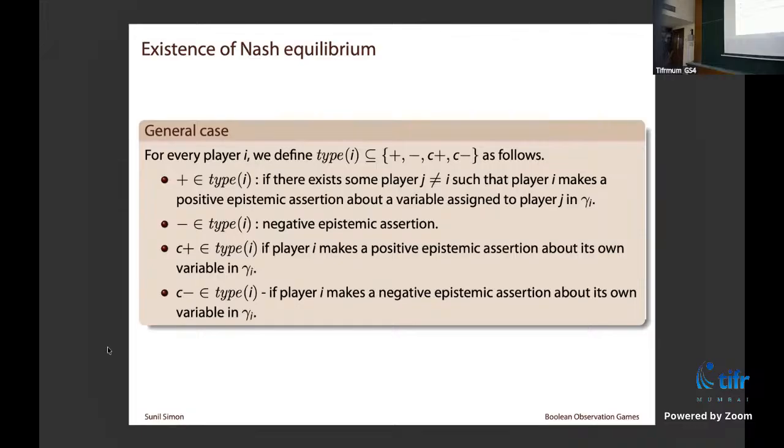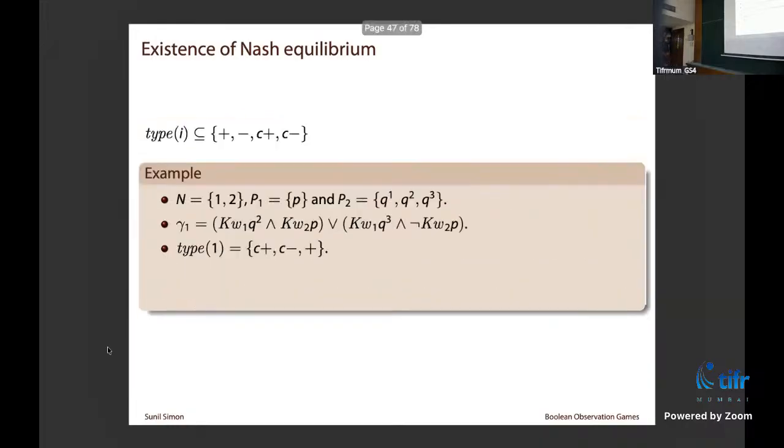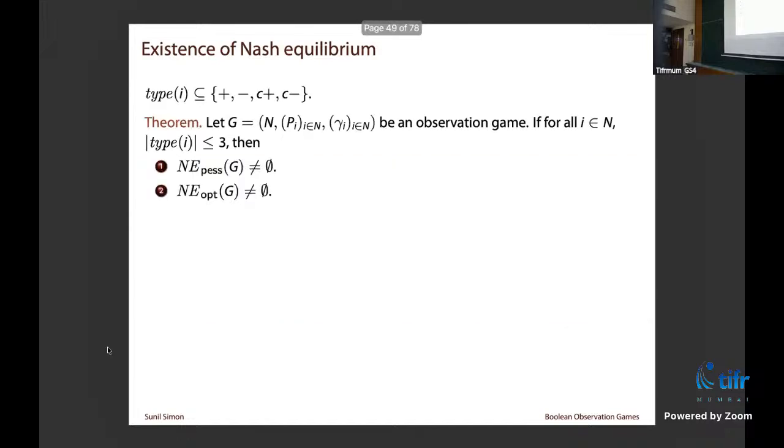So it turns out that the kind of assertions that you're allowed to make in the goal formula is important in terms of existence of equilibrium. And what you can say is the following: if you have a game where you restrict that for all players, the number of types is at most 3, then pessimist and optimist equilibria always exist. It's not really magic happening here. There is a very simple reason why this is true.